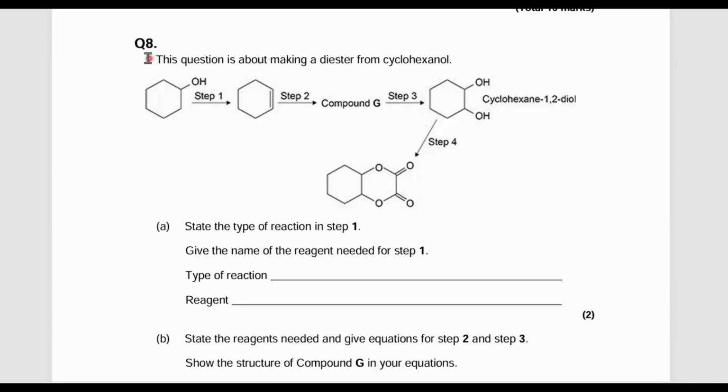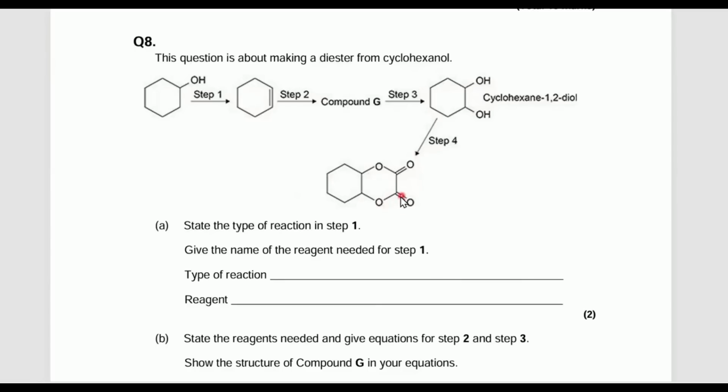Question 8. This question is about making a diester from cyclohexanol. State the type of reaction in step 1, give the name of the reagent needed for step 1 and the type of reaction and reagent. We've got 2 lines there for putting it. It's worth 2 marks. You can see we've got an alcohol going to an alkene, compound G, then going to a diol, and then down below we've got a diester. You can see those ester links here and here.